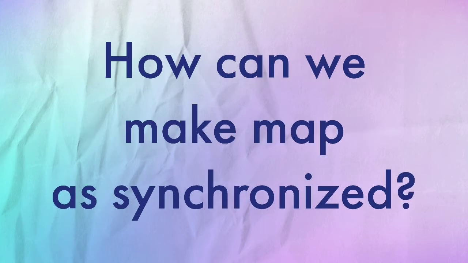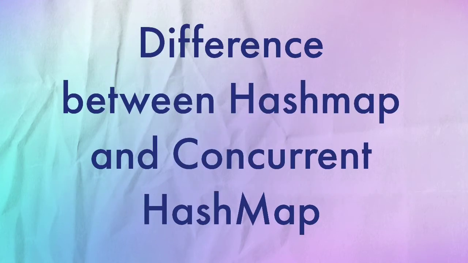The next question was, how can we make a map synchronized? There is one predefined method provided by Java, Collections.synchronizedMap. You can use it for making the HashMap or any map synchronized. The next question, the difference between HashMap and ConcurrentHashMap.